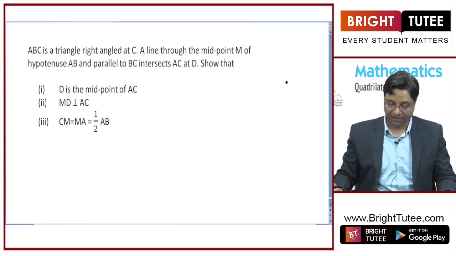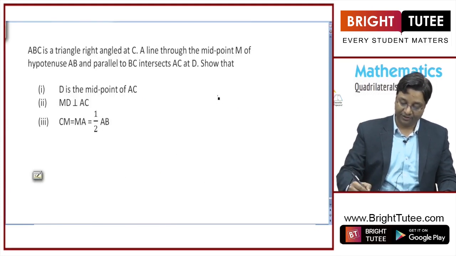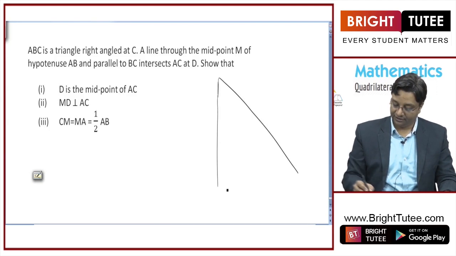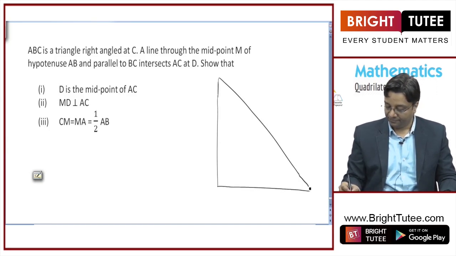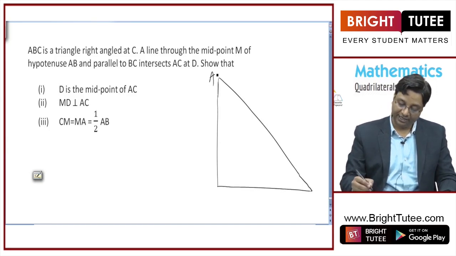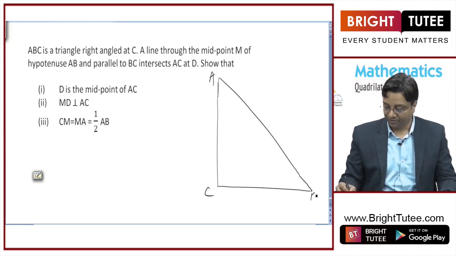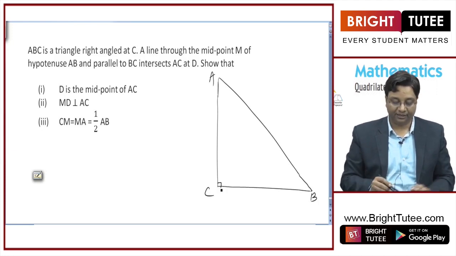ABC is a triangle, right angled at C. So let me make a triangle, right angled at C. Let it be A, C, B. So this is the right angle C.